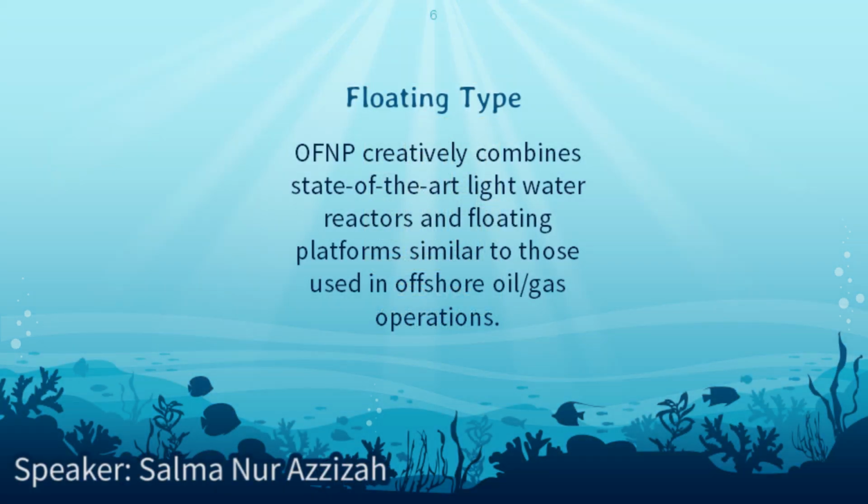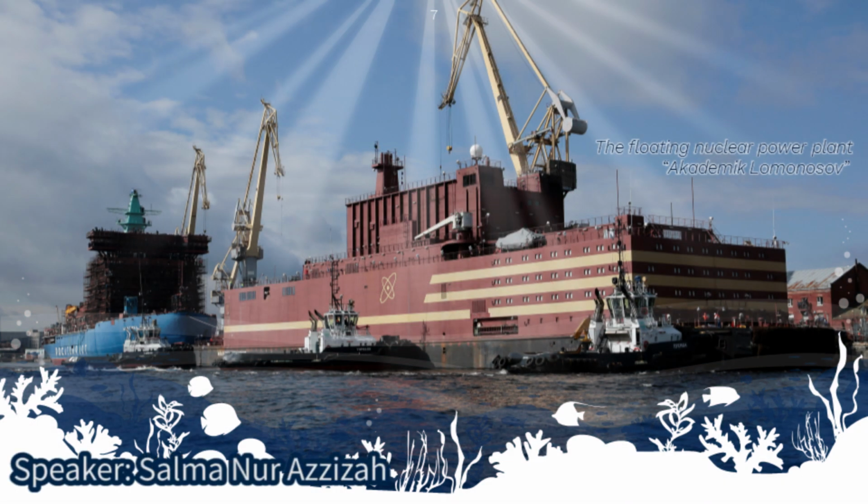First is floating type, or you can call it offshore floating nuclear power plant. It creatively combines state-of-the-art light water reactors and floating platforms similar to those used in offshore oil or gas operations. You can look at the picture here. An offshore floating nuclear power plant can be entirely built on a floating platform in a shipyard. It is then transferred to the site, where it is anchored within 12 nautical miles or 22 kilometers off the coast in relatively deep water, greater than or equal to 100 meters, and connected to the grid via submarine transmission cables.